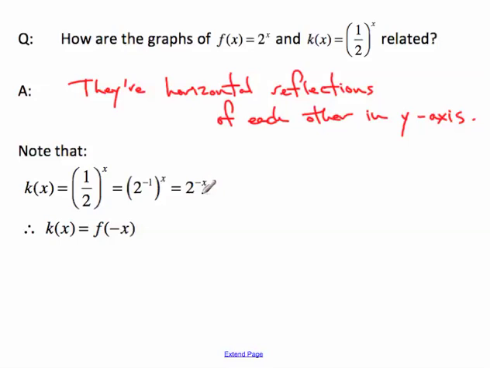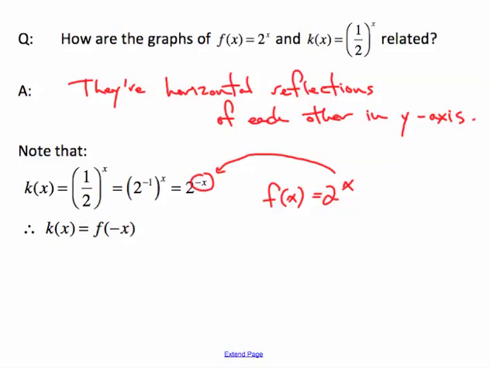Now, what we've done here is we've replaced the original x in the function f of x is equal to 2 to the power of x. We've replaced that x with -x, which is what we do when we're trying to make a reflection in the y-axis, or horizontal reflection. In other words, k of x is equal to f of -x. So that's an algebraic way of showing what's going on when you have a fraction between 0 and 1 as your base.